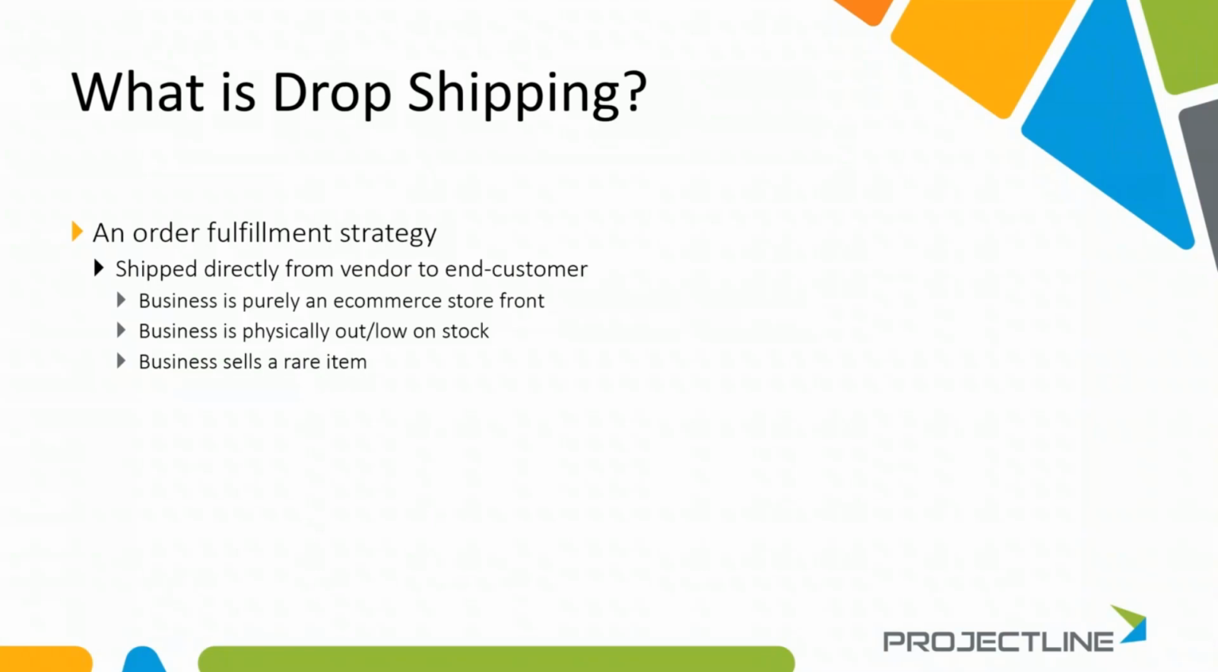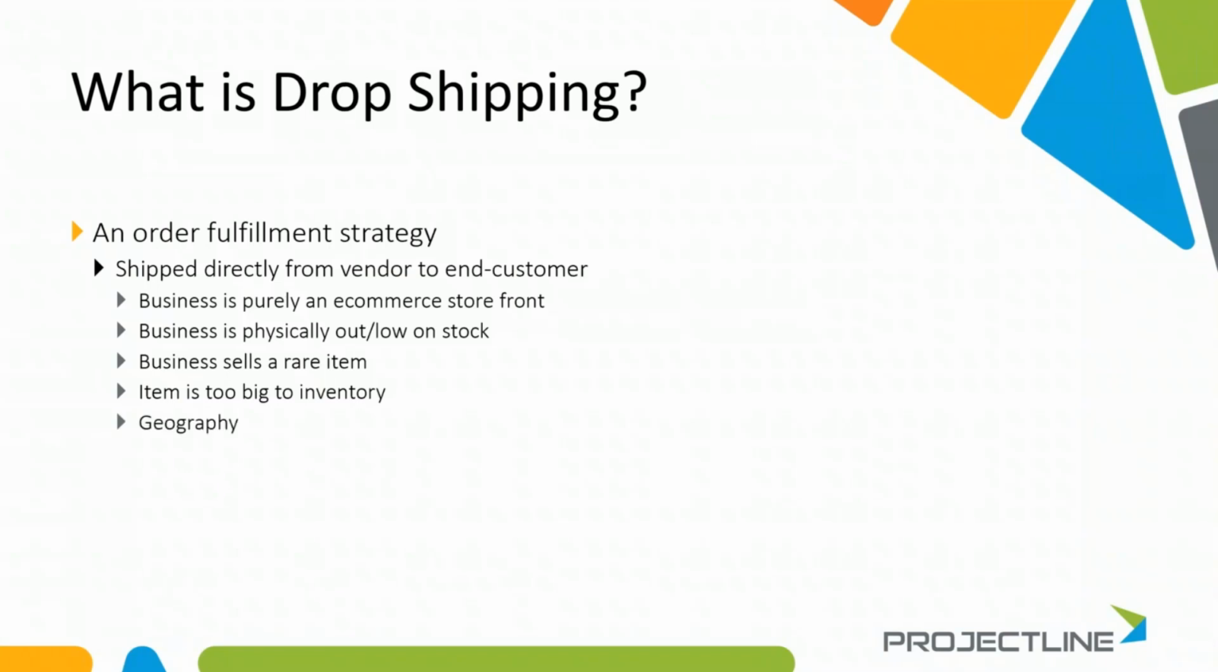The business might sell a rare item. This could be a seasonal item, a one-off item, maybe it's a promotional item or a gift, something that they just don't really carry in stock. So it makes sense to have it drop shipped directly from the vendor to the customer. The item is too big for inventory. For example, in the steel industry, with large steel products, it makes more sense to ship it directly from the steel manufacturer to the end customer. Think of a construction site.